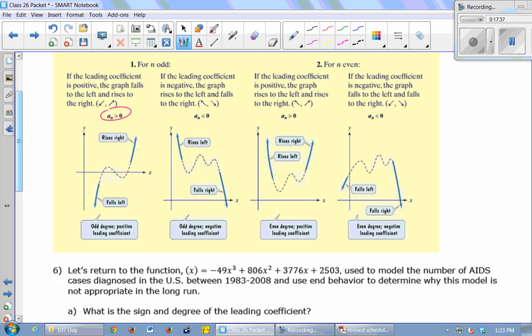And if that leading coefficient is negative, then it switches. You get a left arm up, right arm down. Think of it this way: if you put a negative out front of a function, it flips it over the x-axis. So if I flip this over the x-axis, the end behavior changes. And when n is even, we either get both arms up or both arms down. You get both arms up if the leading coefficient is positive, and both arms down if the leading coefficient is negative.